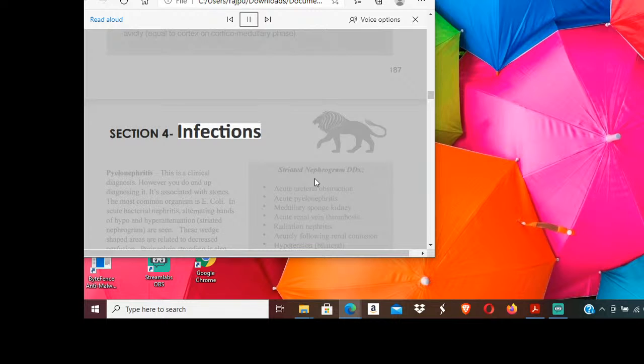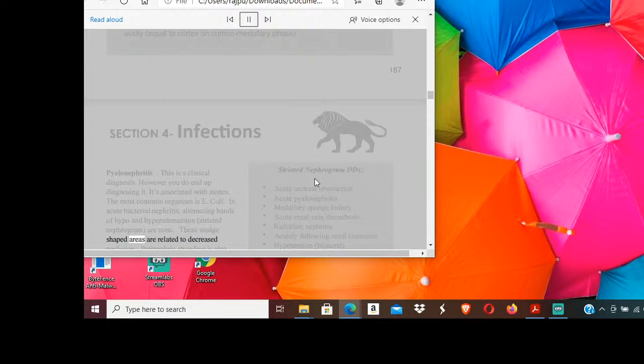Infections. Pyelonephritis. This is a clinical diagnosis. However, you do end up diagnosing it. It's associated with stones. The most common organism is E. coli. In acute bacterial nephritis, alternating bands of hypo and hyperattenuation, striated nephrogram, are seen.